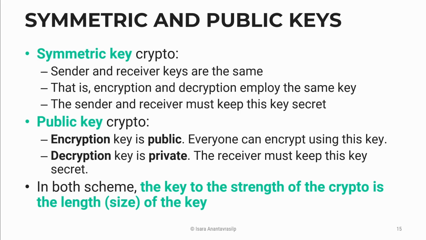The receiver must keep this key secret. In this sense, if Alice wants to send something to Bob, Alice is going to use Bob's public key to encrypt the data, and Bob will use his private key to decrypt the data. We're going to discuss a little bit more on how this works later during the class.